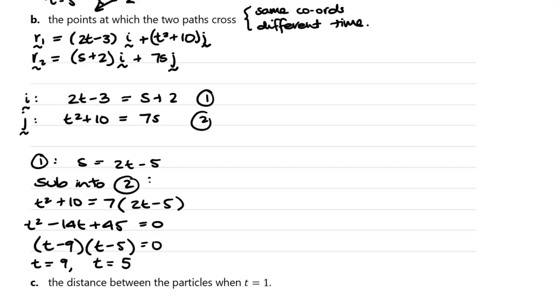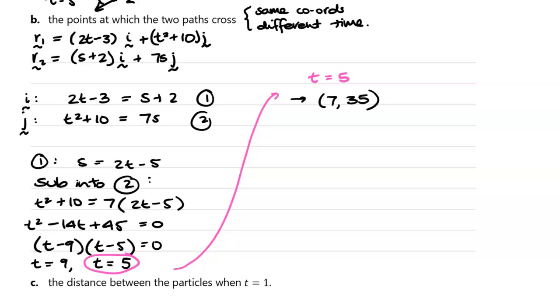So notice that t equals 5 is the one that we had before. When t equals 5, the point that corresponded to that was (7, 35). So this is where they collided.